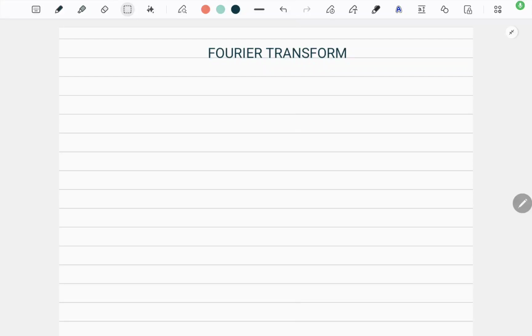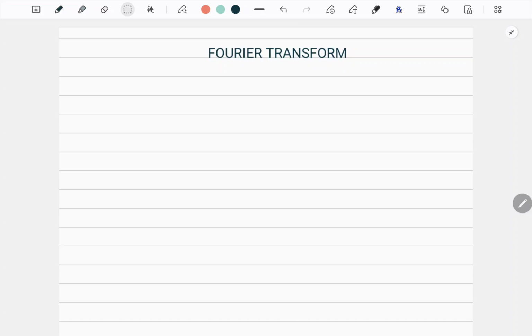Hello students, today we will discuss Fourier transform. Fourier transform is very useful for solving some particular types of partial differential equations with boundary conditions. Right, so what is the basic formula for Fourier transform? It is also known as complex Fourier transform. So what is the formula for Fourier transform?